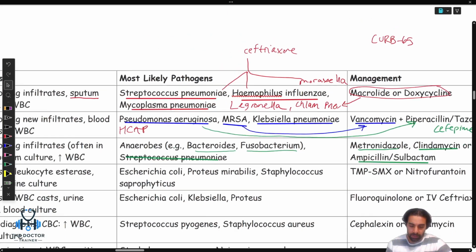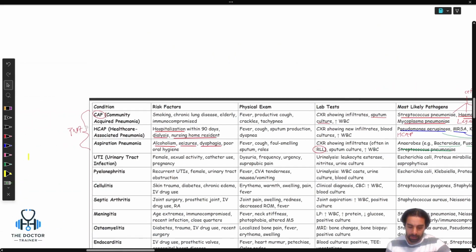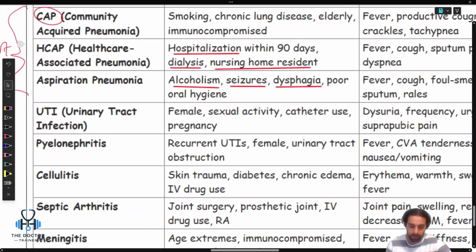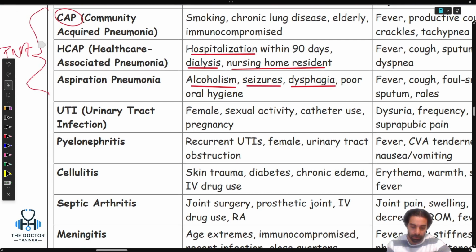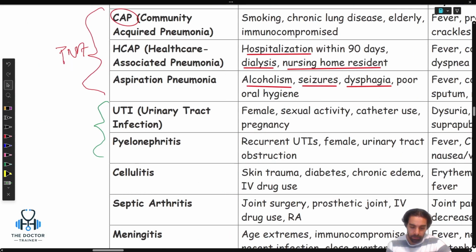Okay, so that's it for pneumonia. Those are the ways that I would look at it. If we're going to talk about these next two, which are urinary, so we just talked about pneumonia, and now we're going to talk about GU infections or just urinary infections.